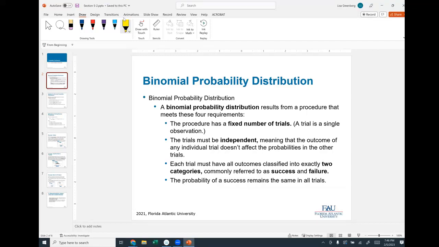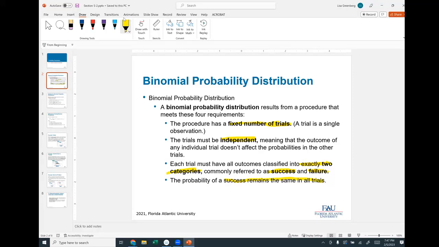The procedure has a fixed number of trials. So whatever we do, we're going to do it a certain amount of times and that's it. It's not just random. The trials must be independent, meaning that the outcome of any individual trial does not affect the probability in the other trials. Each trial must have all outcomes classified into exactly two categories: success or failure. So the probability of a success remains the same in all trials. It always has to be the same.